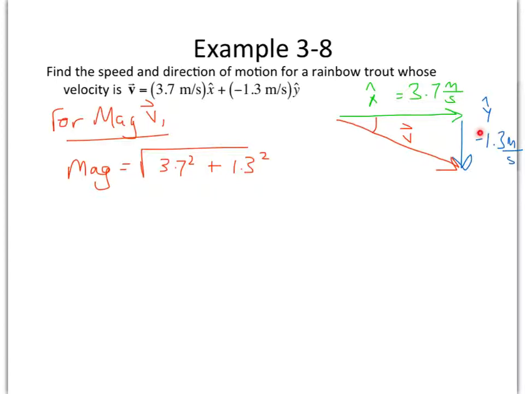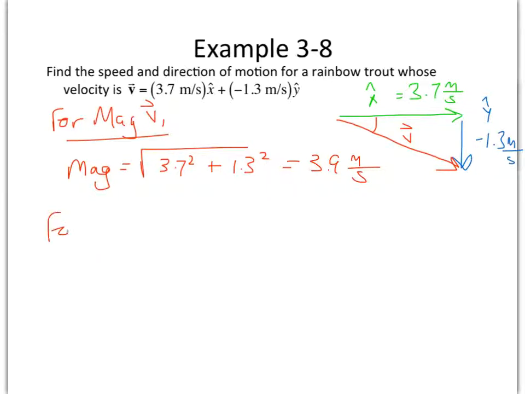So what do we get for this? 3.7 squared plus 1.3 squared to the 1/2 power gives us 3.92. Well, in fact, I'm going to just truncate that to 3.9. That's meters per second, right? So that's going to be our magnitude.